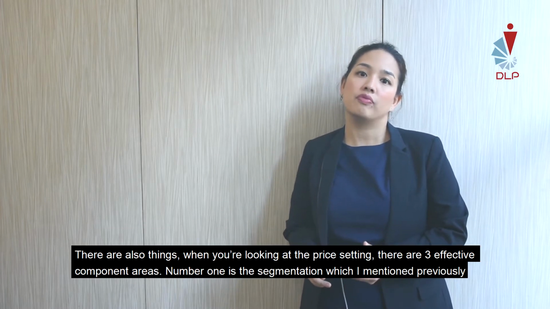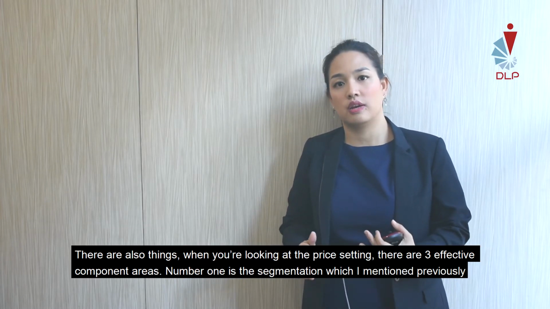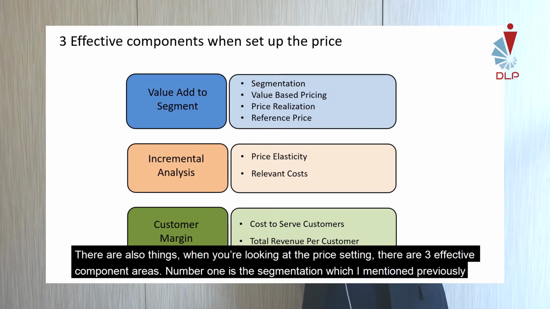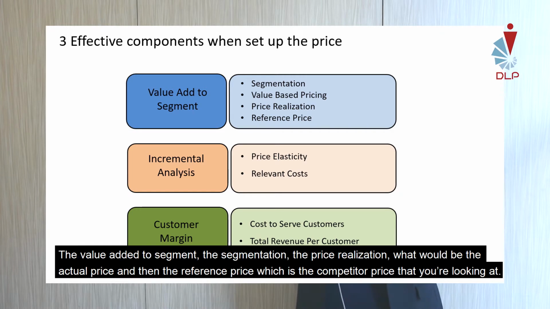And when you're looking at price settings, there are 3 effective component areas. The first is the segmentation, as I just mentioned. The value added to the segment, the segmentation, the price realization, which is the actual price, and then the reference price, which is the competitor price that you are looking at.